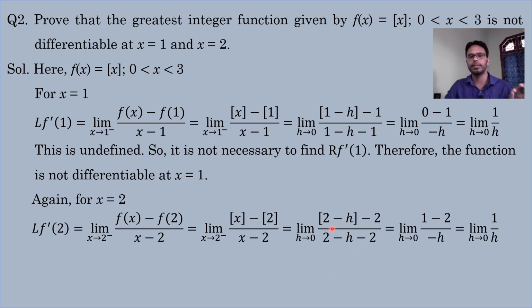2 minus 0.00001, like so, it is 1.99999. So the greatest integer of 1.999 is nothing but 1 only, so it is 1 minus 2 divided by minus h. So the negatives cancel, it is minus 1 by minus h, so simply 1 by h, and again this limit cannot be defined, so you write that.